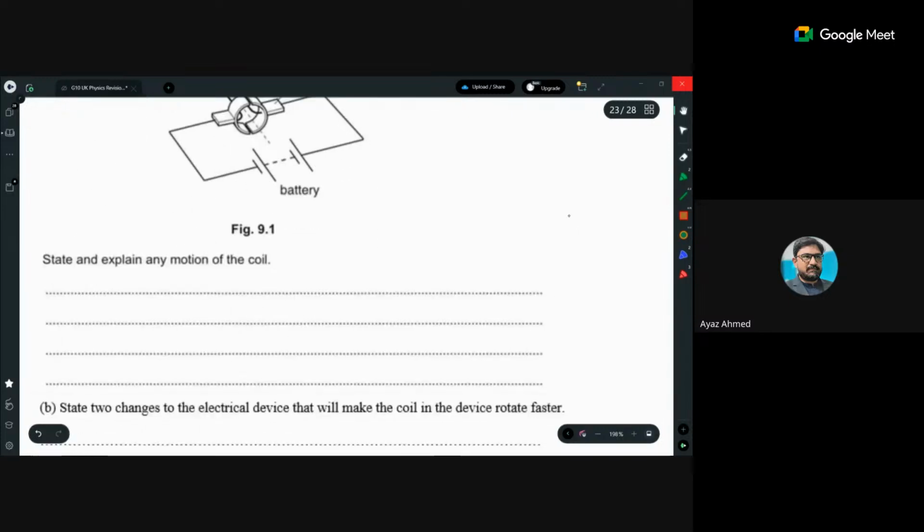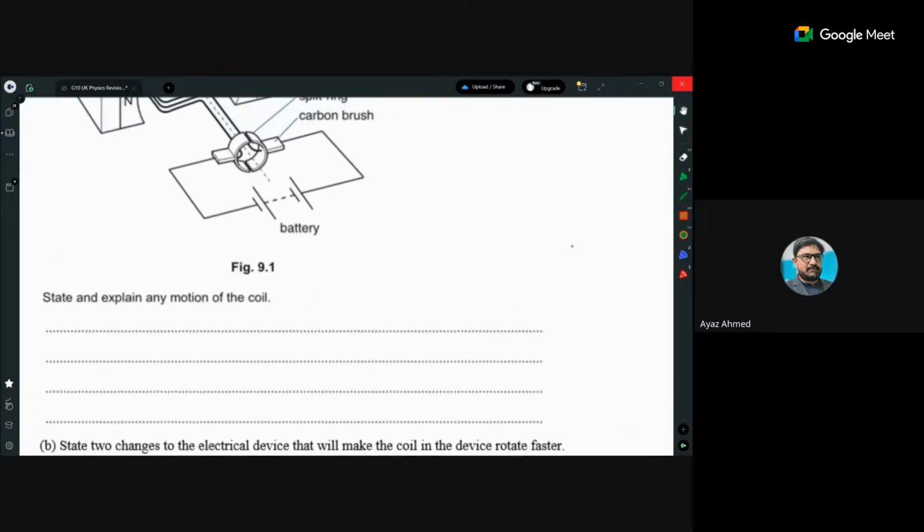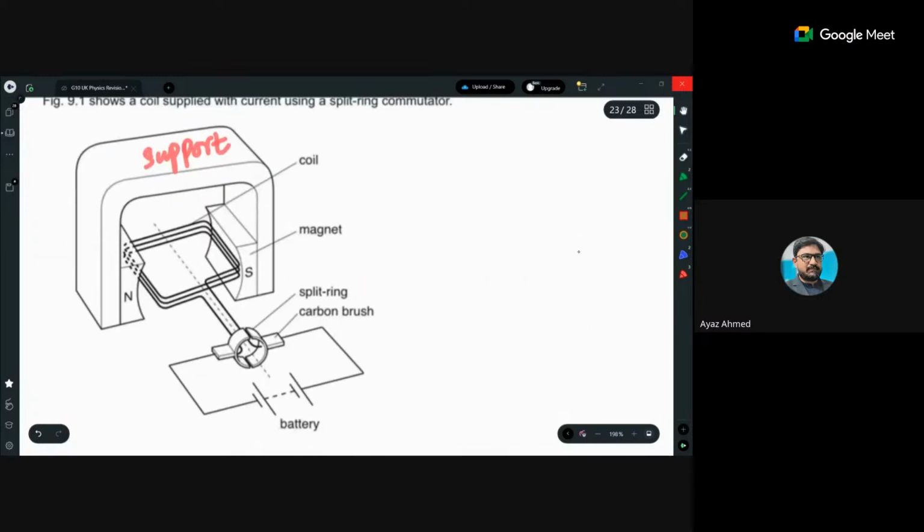ठीक है? तो कह रहा है कि state and explain the motion of the coil. You have to state and explain also. So what will happen, or what do you think? What do you observe? The magnetic field is from north to south. ठीक है? This is your index finger, and the current is entering from the right side because positive is here. Current is entering this way, and then here current will be in this direction, and here the current will be opposite in direction. ठीक है? तो फोर्स किस डायरेक्शन में होगी?